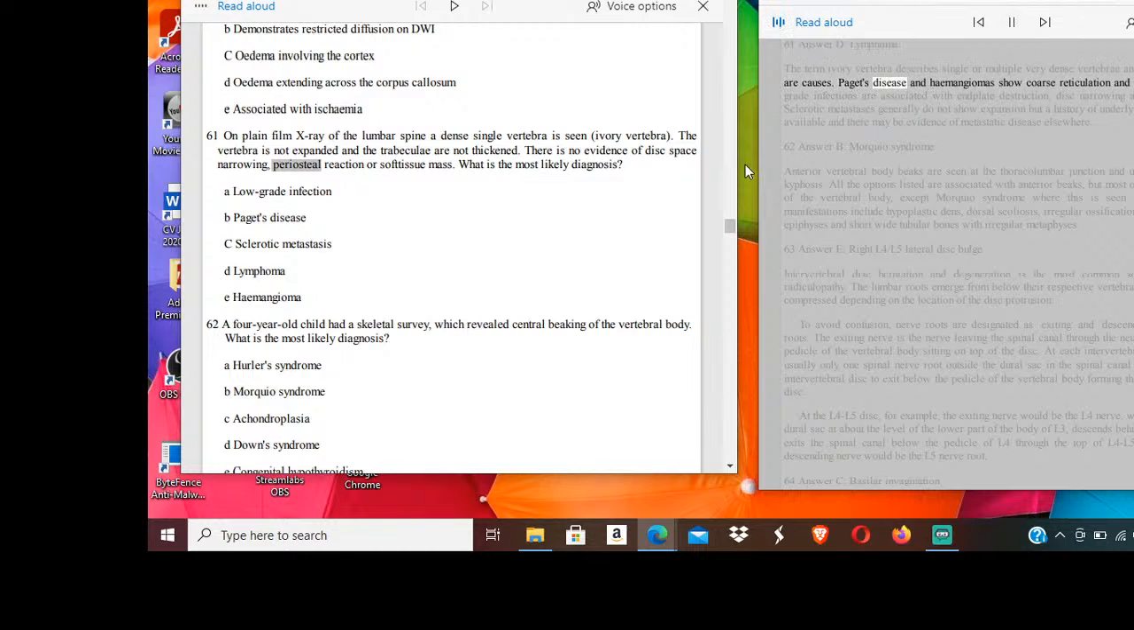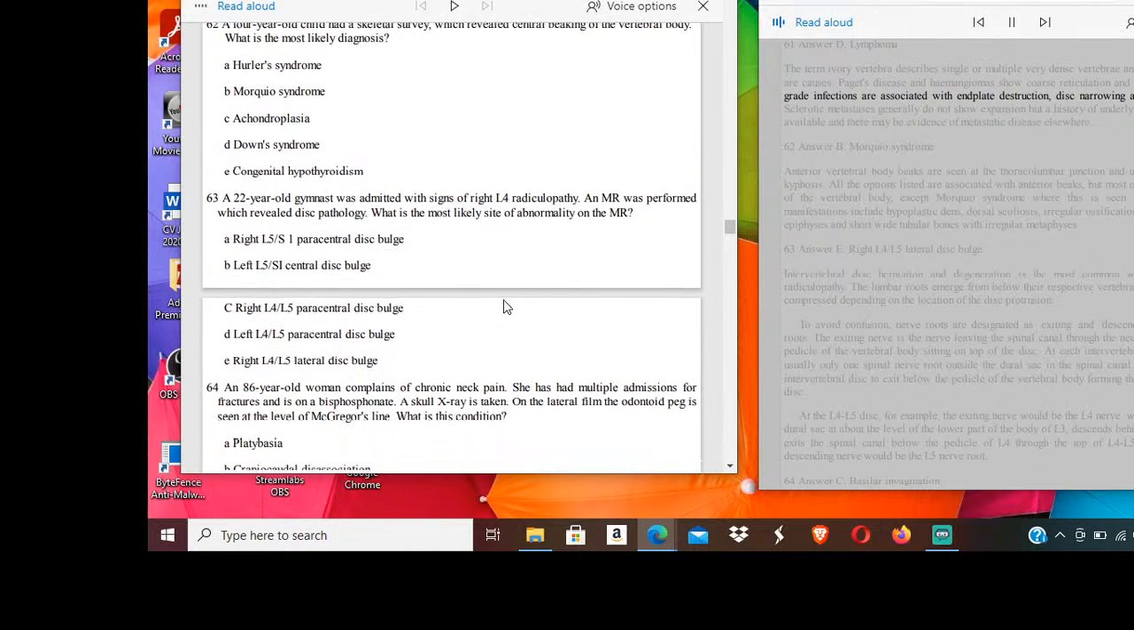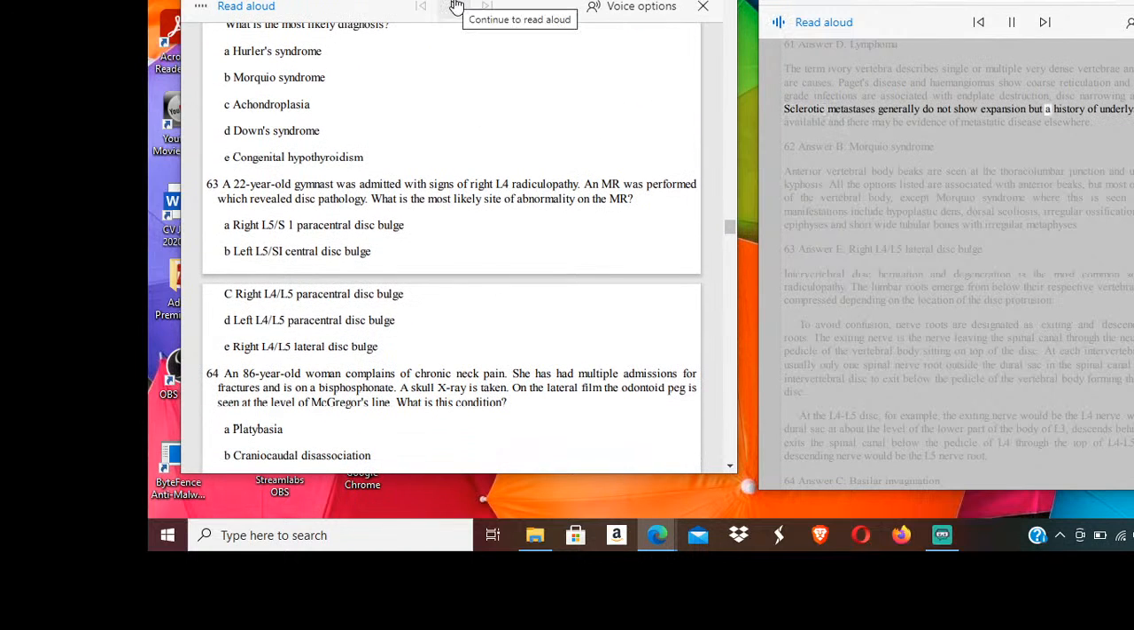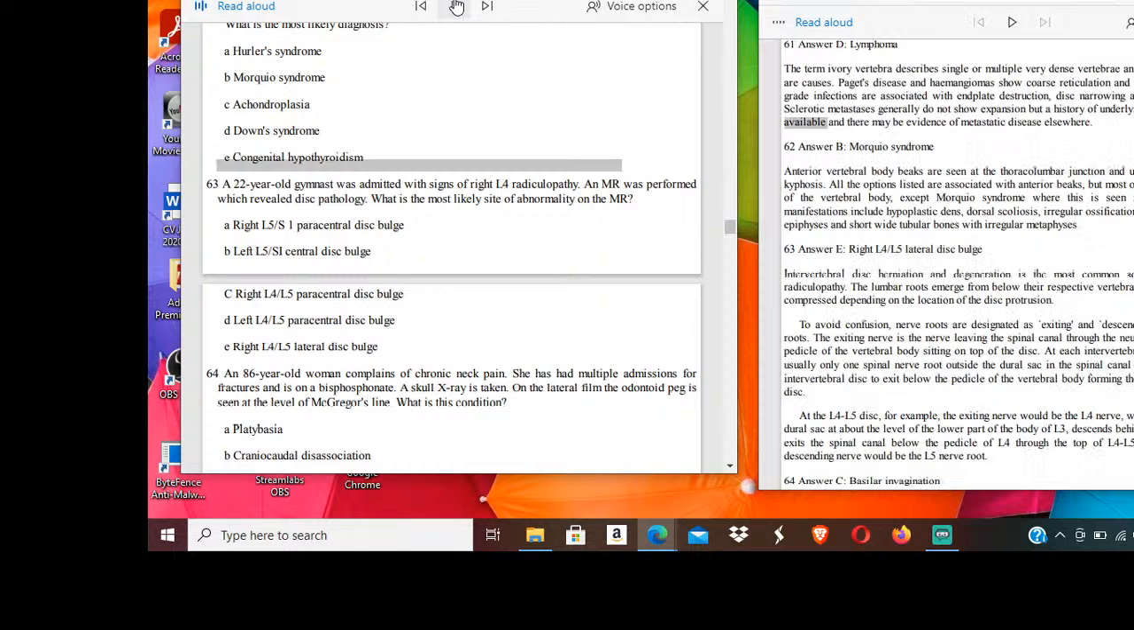Paget's disease and hemangiomas show coarse reticulation and some expansion. Low-grade infections are associated with end plate destruction, disc narrowing, and paraspinal masses. Sclerotic metastases generally do not show expansion, but a history of underlying malignancy is often available.